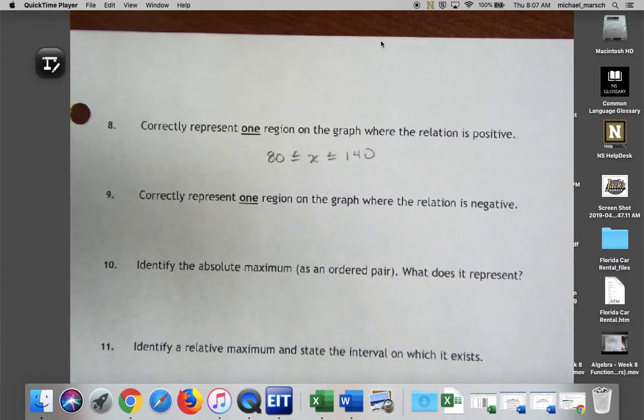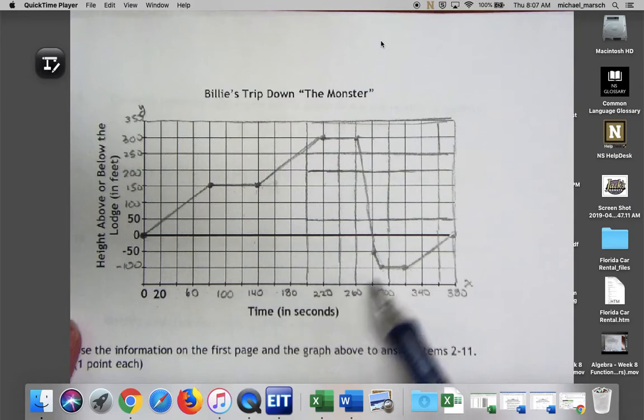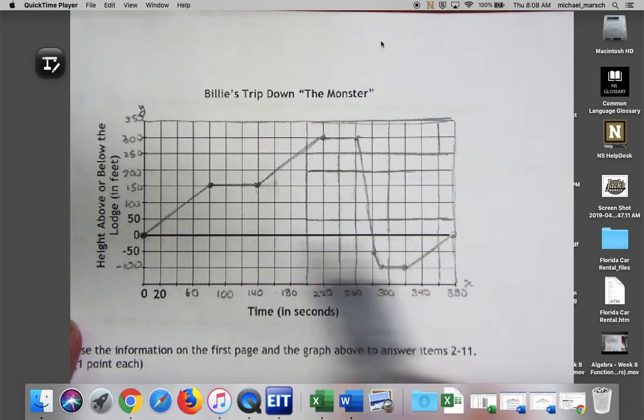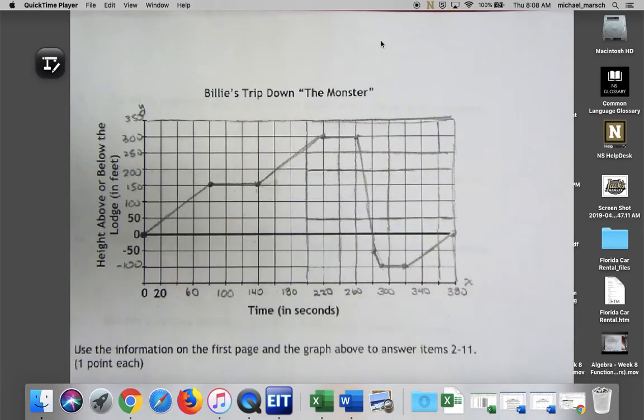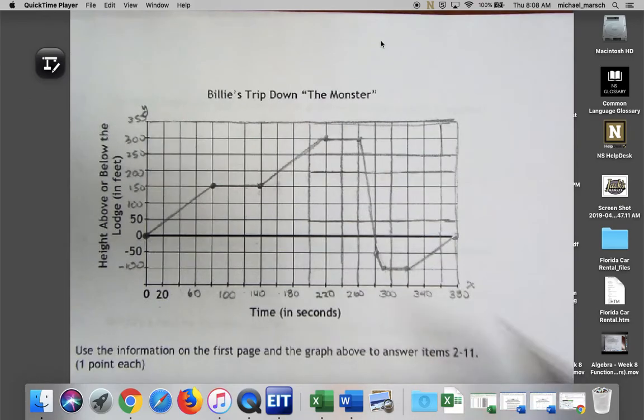Correctly represent one region on the graph where the relation is negative. So again, there's a couple answers you could have chosen here. Negative is considered underneath the x-axis, like underneath the 0, right? So I'm going to choose between 290 and 320 because this is a negative region down here.